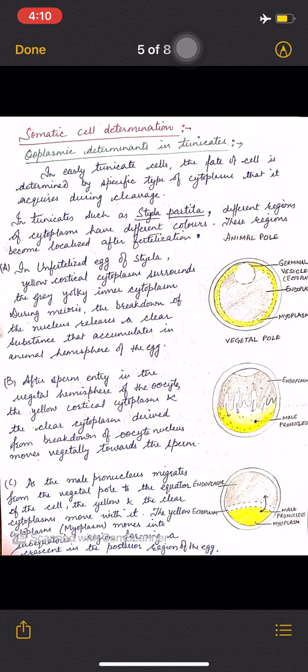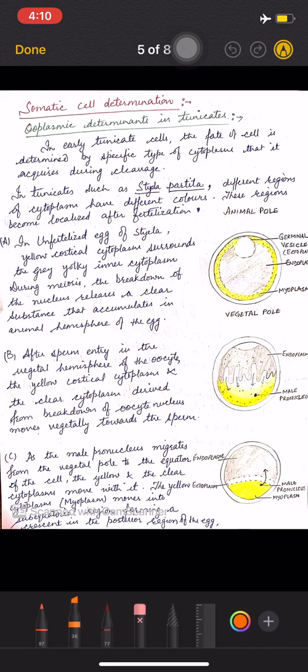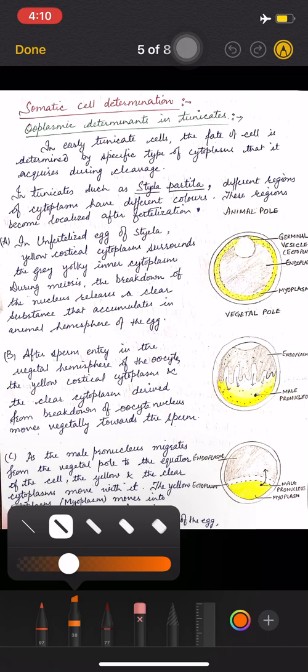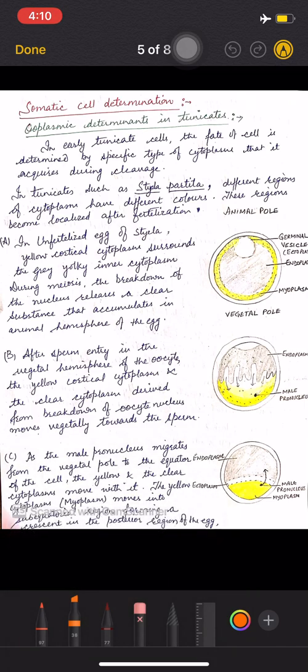So that was germ cell determination, and now we are going to discuss somatic cell determination, right? In this we are going to take the example of tunicates. You have already studied in second year what tunicates are. These are the ascidians, the urochordates. They have tunicin, a layer over them which we call the tunic, right? That is why they are known as tunicates.